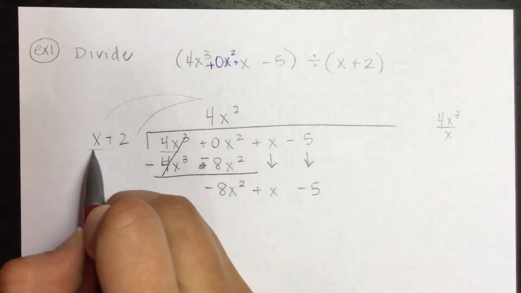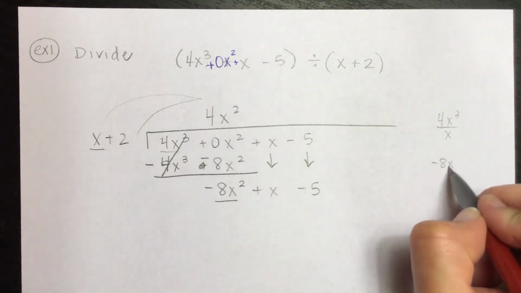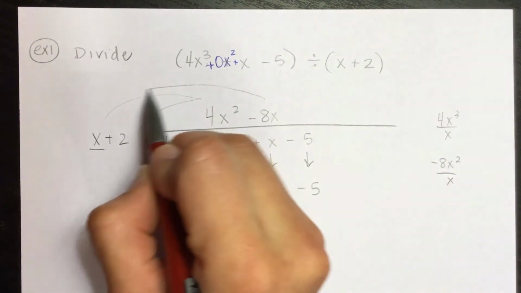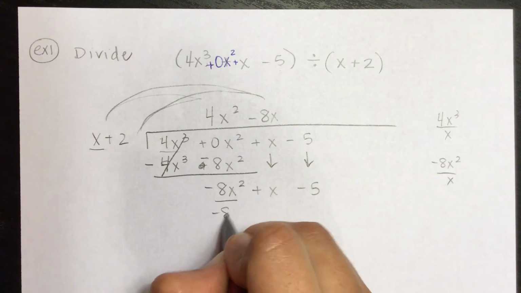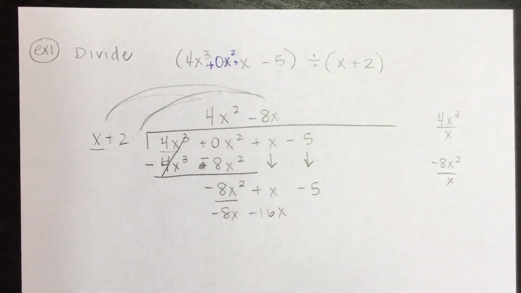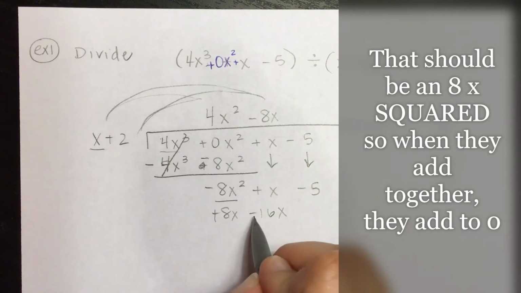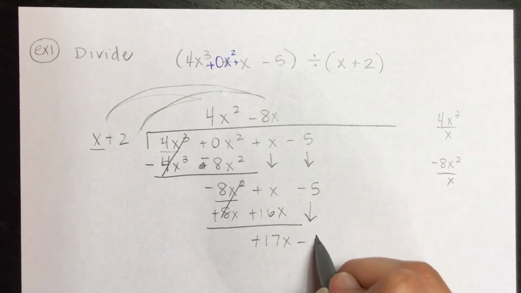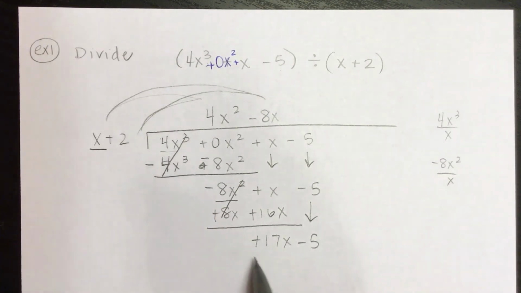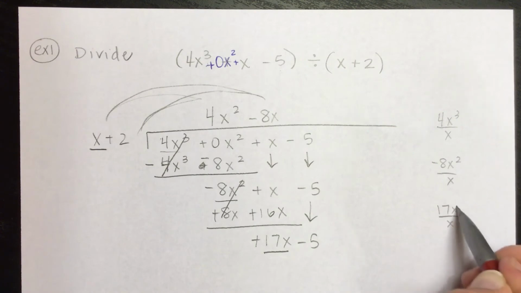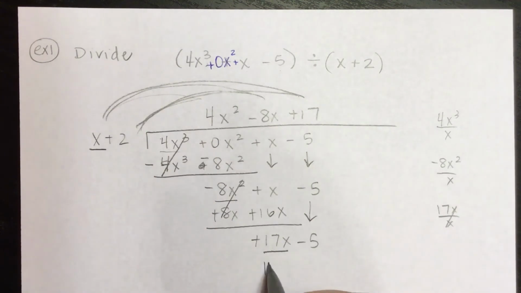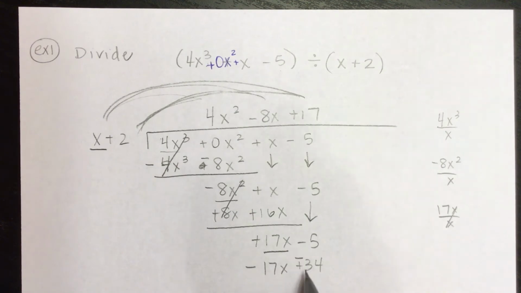And repeat the process. X times what will give me negative 8x squared? Distribute. Change the signs and add straight down. Bring down any unused terms and repeat. X times what is 17x? Distribute. Change the signs and add straight down.